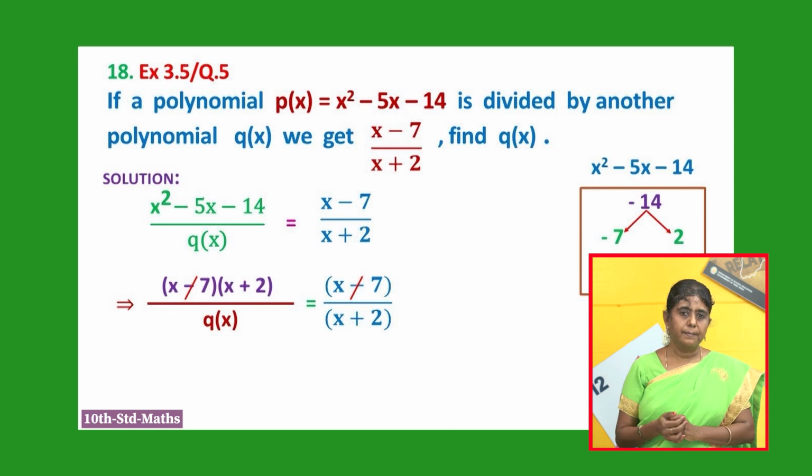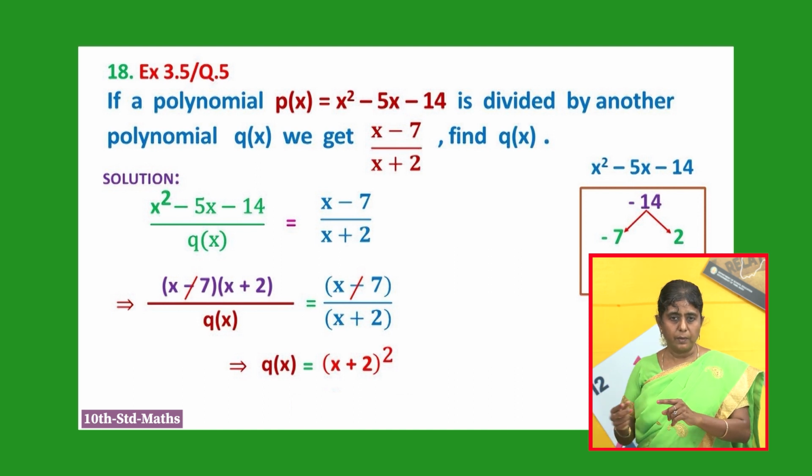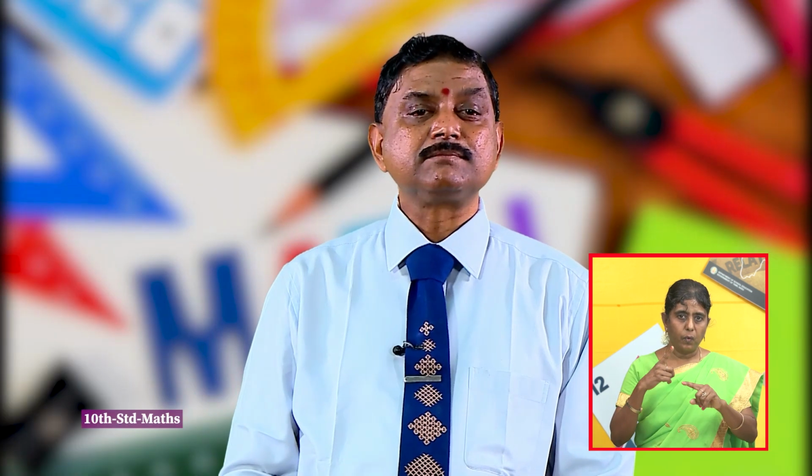That was done. So now what do we have to do with the remaining? Now we have to do the cross multiplication. So q of x into 1 on the right side, so q of x equals x plus 2 into x plus 2, that is x plus 2 the whole square. We may leave the answer up to this, or else you can expand using the a plus b whole square formula. So you can give the answer as x squared plus 4x plus 4, or you can leave the answer as x plus 2 the whole square. Let's go for the next one.